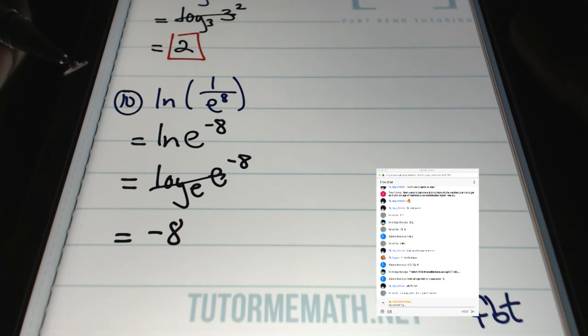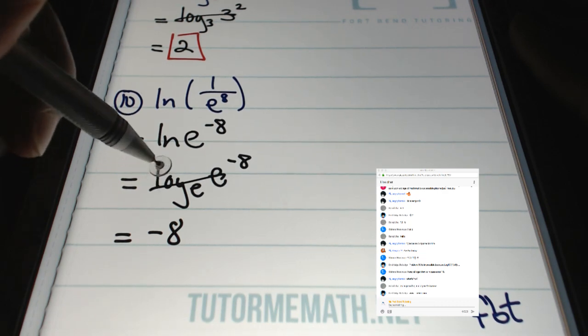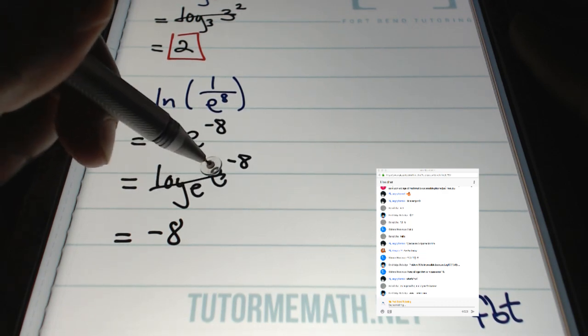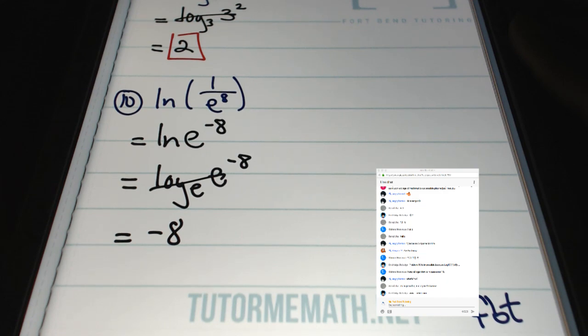Obina says natural logarithm is in base e, not 10. That is correct. Natural logs are in base e, and that's what I showed right here, Obina. We have log base e of e to the negative 8th power. That is exactly right.